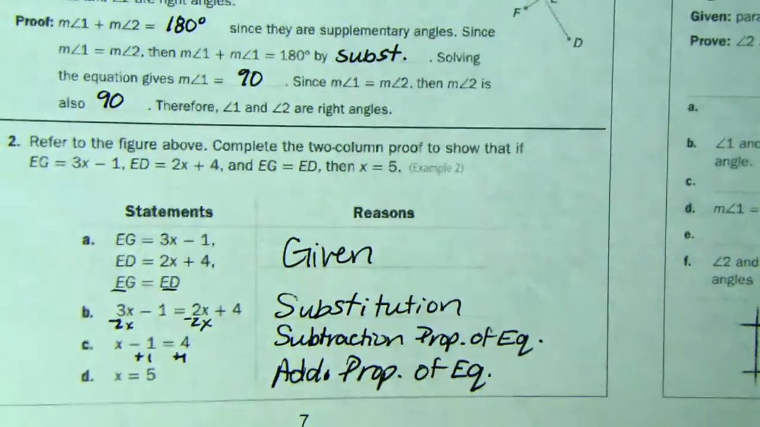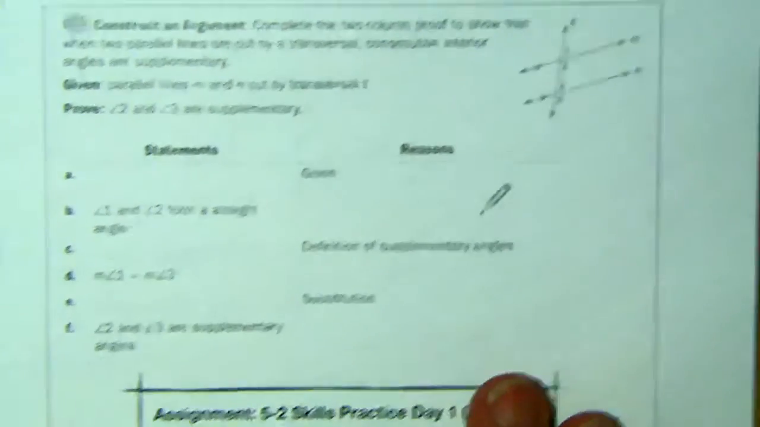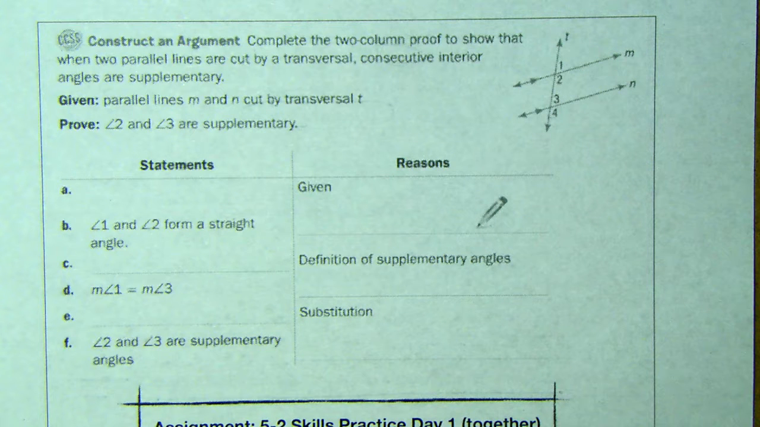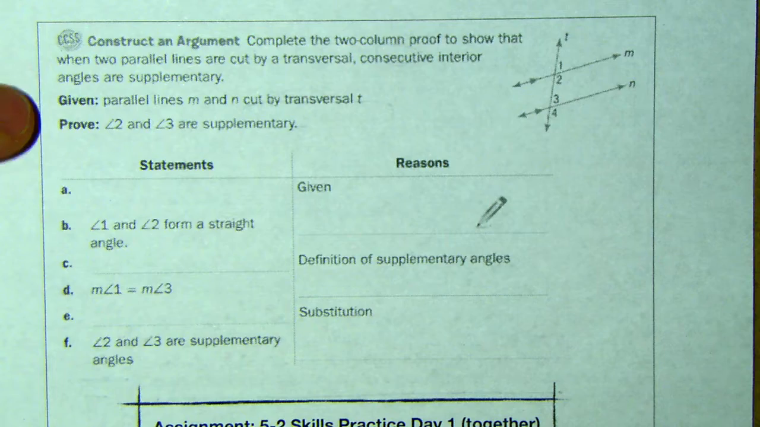Okay, one more on this sheet, and then we're going to move on to the individual one. Okay, let's see. Parallel lines M and N are cut by transversal T, so they tell us they're parallel. And we're supposed to prove that 2 and 3 are supplementary. What does supplementary mean? If I'm proving that they're supplementary, basically I have to prove that they add up to 180, right? Okay.